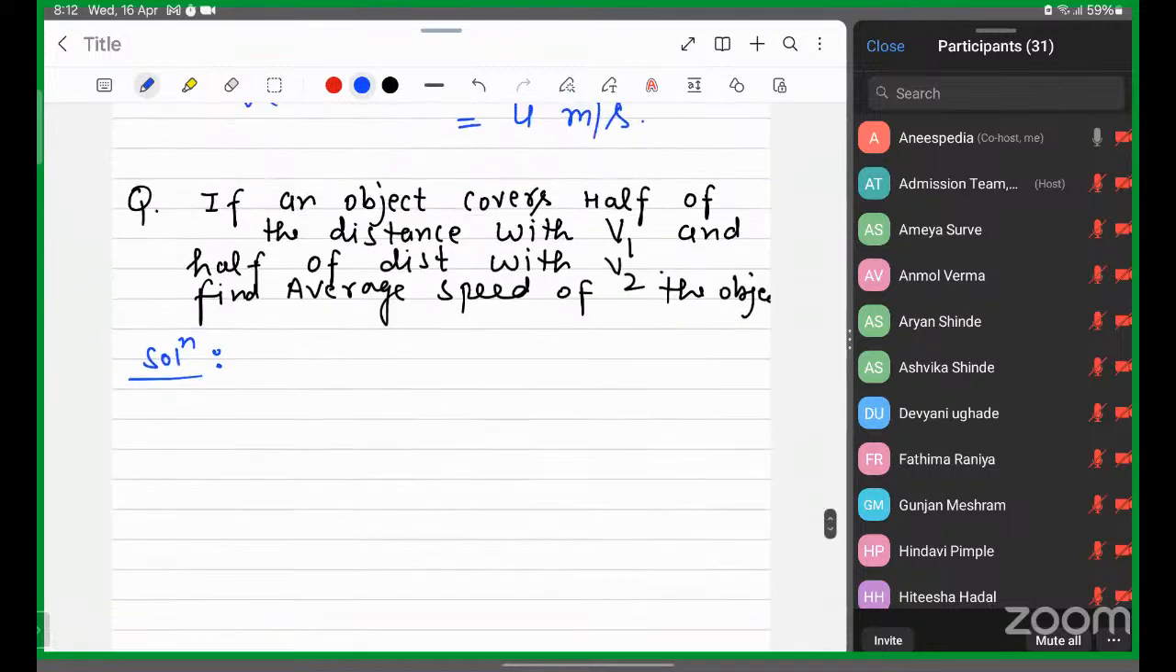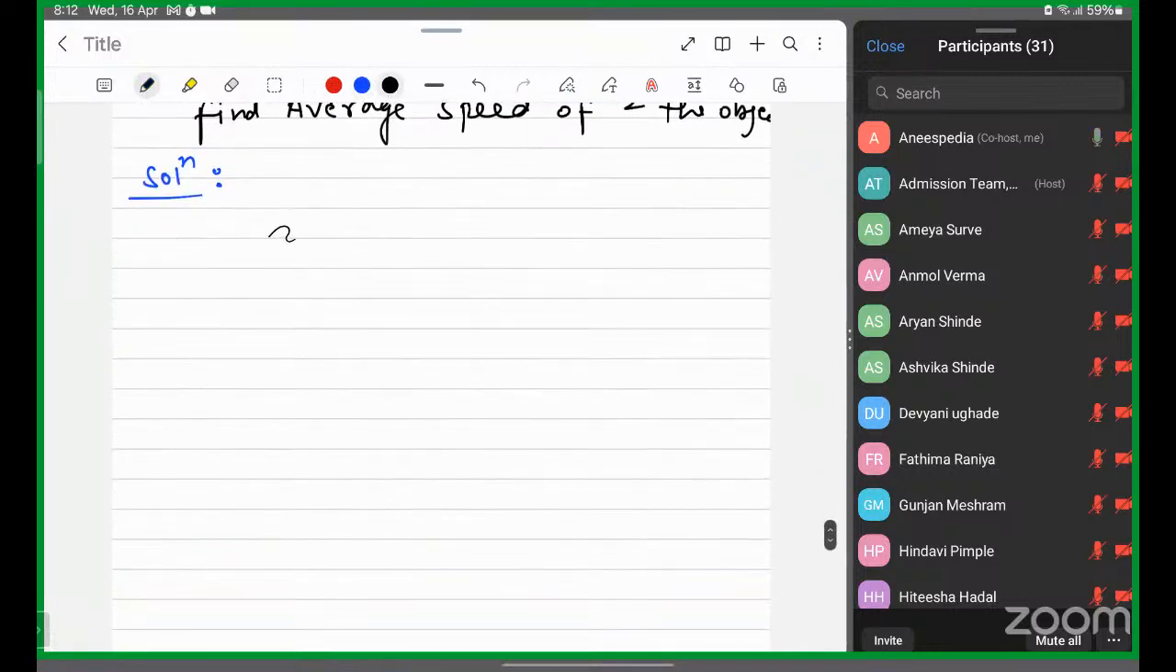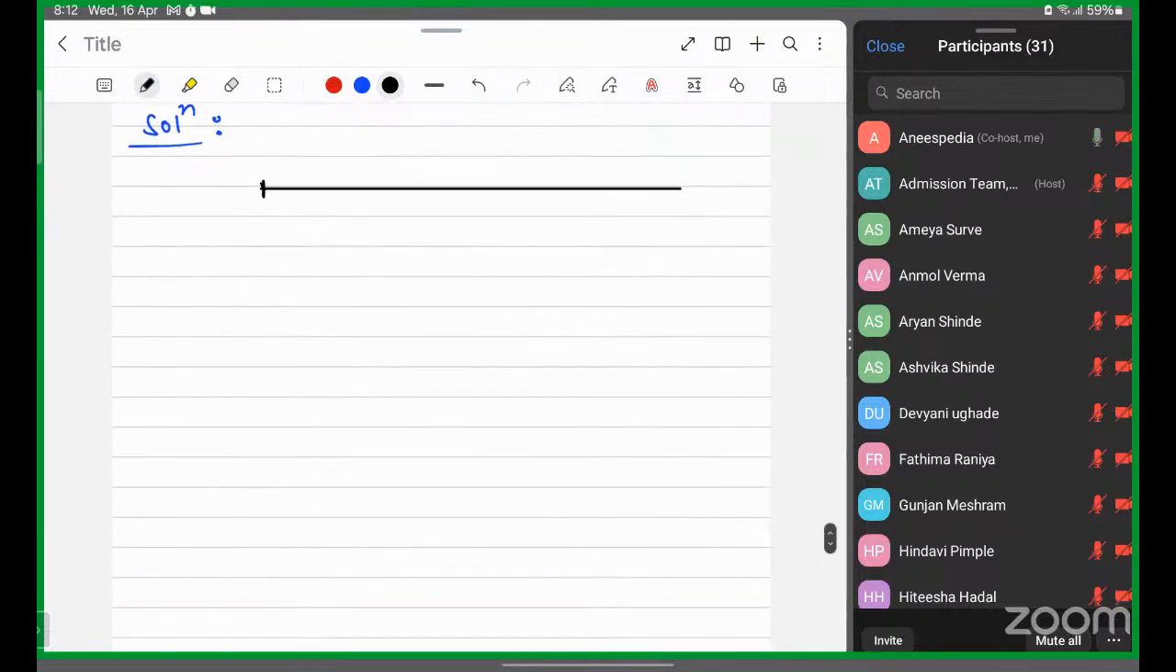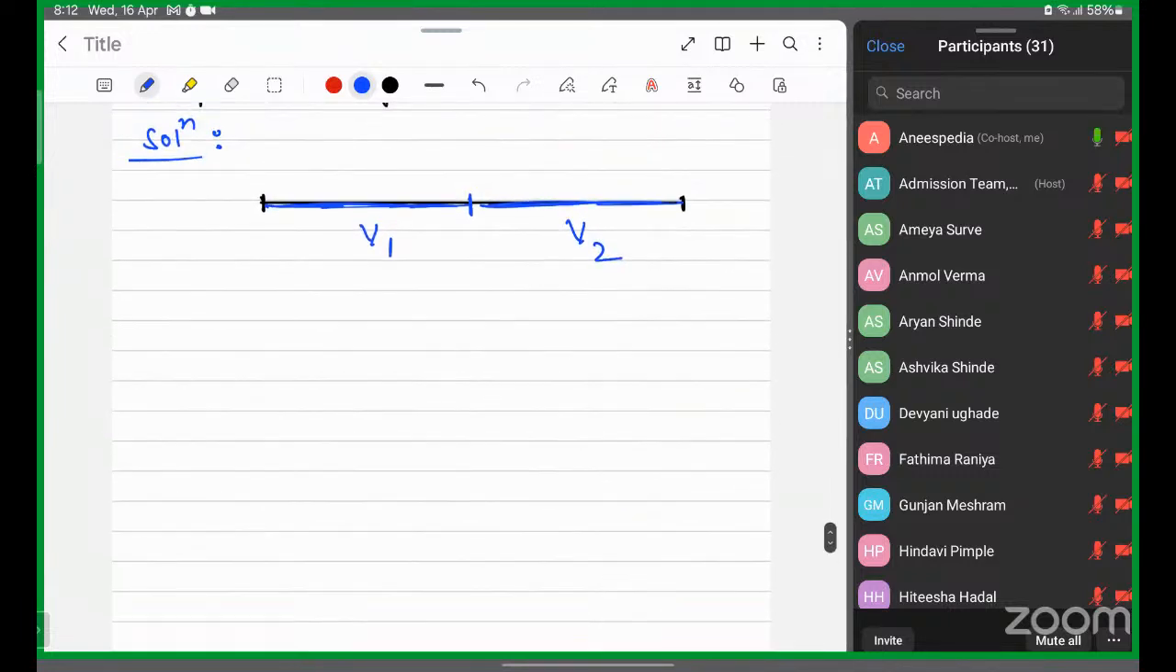So how will you solve it? An object is moving to cover a certain distance, and according to the question, half of the distance is covered with speed v1 and the other half is covered with speed v2. We have to find the average speed. Let's say the total distance is 2x, so half will be x, half will be x.